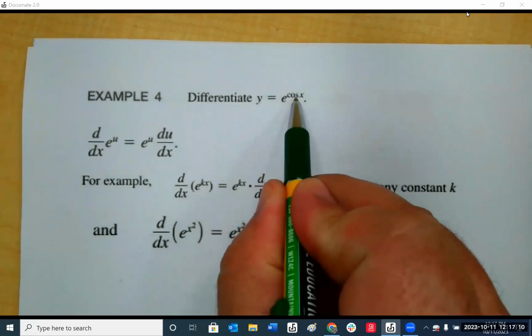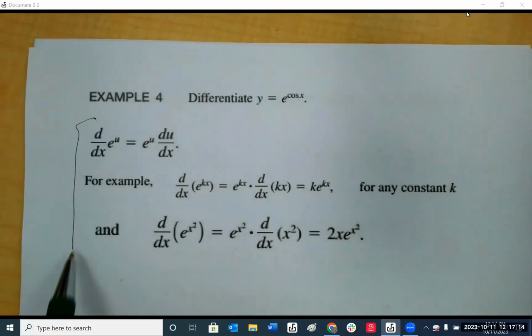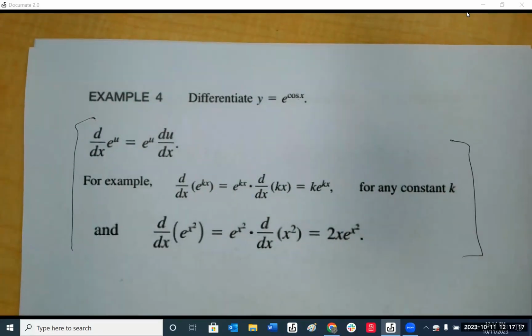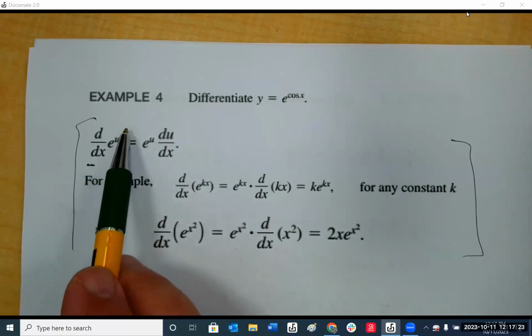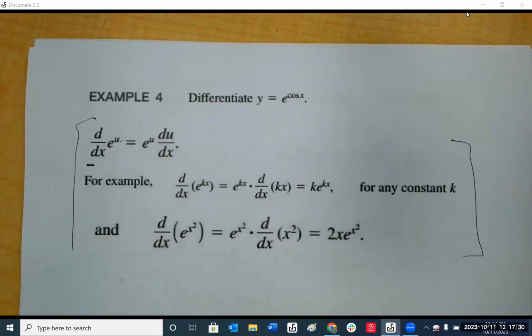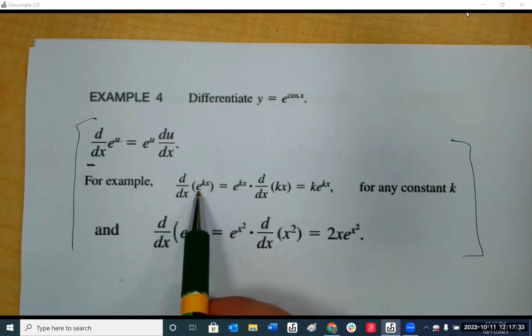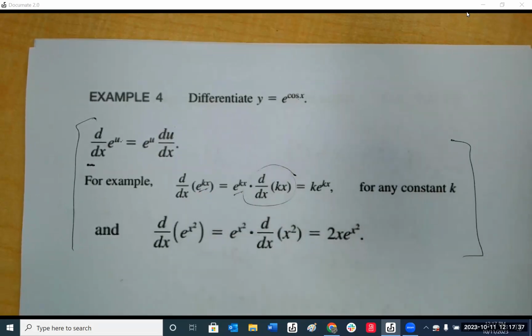Differentiate e to the power cosine x. And I put this in there because these are important rules. This is what we've been talking about. The derivative of e to the power u is e to the u du. So just write the equation down and take the derivative of the inside of the exponent. That's all it tells you. Leave this one alone, then take the derivative of the exponent.